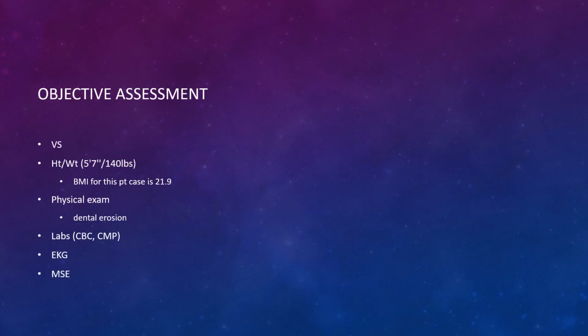In our objective assessment, obviously vital signs. We have her height and weight from the case study. Her BMI is 21.9, which is in the normal range. We would do a physical exam, specifically look for this patient for dental erosion. We need labs, CBC, CMP. We need an EKG potentially for this patient. If all of her other physical exam findings come back to be normal and her BMI is within the normal range, you could potentially put off the EKG, but it's still important to refer her to primary care for follow-up as well. And then your MSE comes into play here.